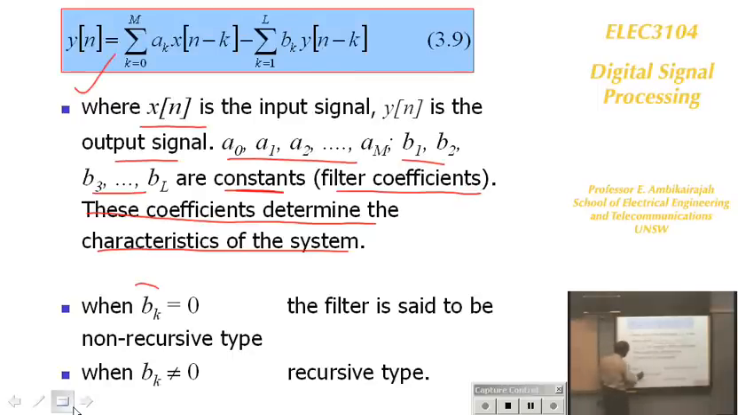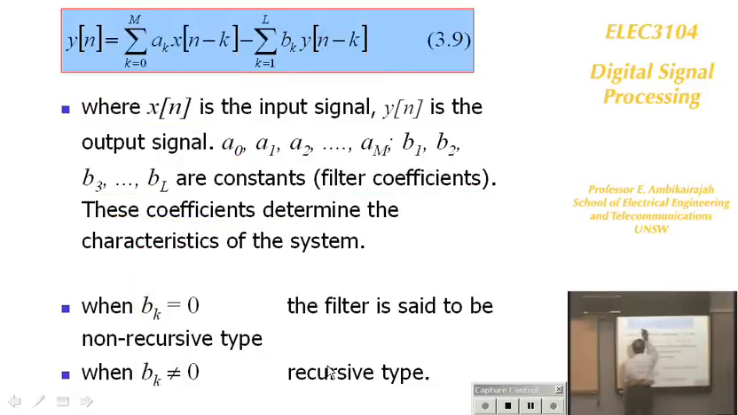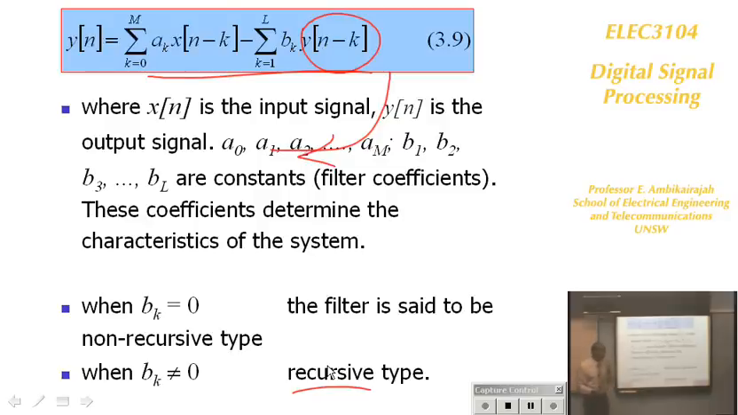When Vk is 0, if you set this part to 0, then you only have a feed-forward system. In this case, the filter is called non-recursive type. If Vk is not 0, then you get the whole lot, and that's called recursive type, because the output is coming in. When you have output, there's a feedback there. When you don't, it is only feed forward, and it's based on the current input and past inputs. So it can be based on past inputs only as well.